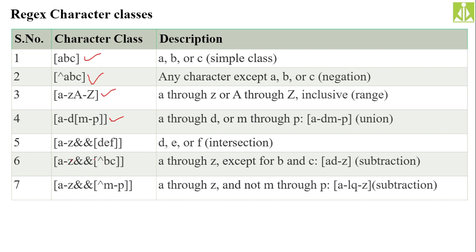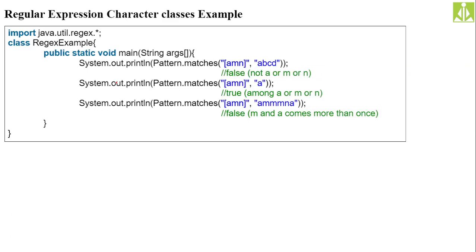If you don't put this not, then it will go like an intersection. Here also the same thing: A through Z and M through P is not allowed. In this way we can have different character classes in our regular expressions when we are creating them. So let's see some examples of this regular expression.